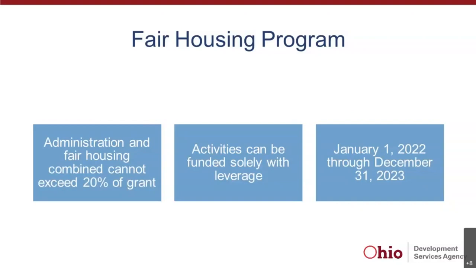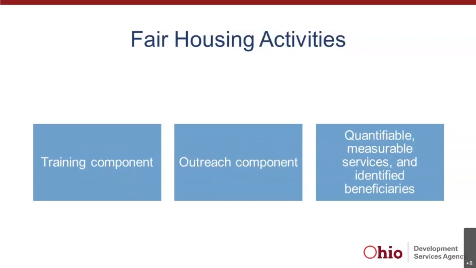The performance timeframe for fair housing varies slightly from the other grant projects. Fair housing runs from January 1, 2022 to December 31st, 2023, rather than September 1st of 2021 through October 31st of 2023. Fair housing activities must include both a training component and an outreach component, and identify quantifiable, measurable services and beneficiaries.